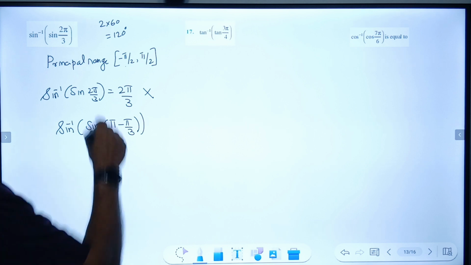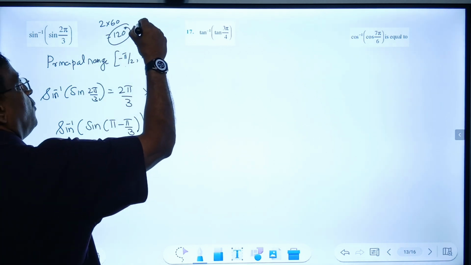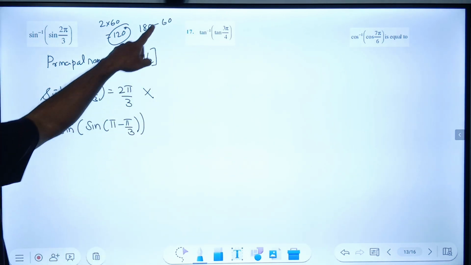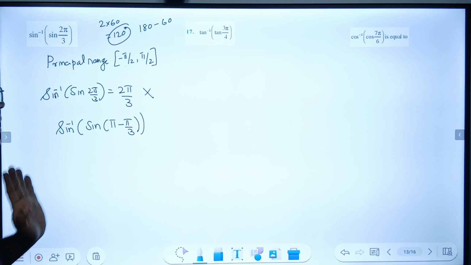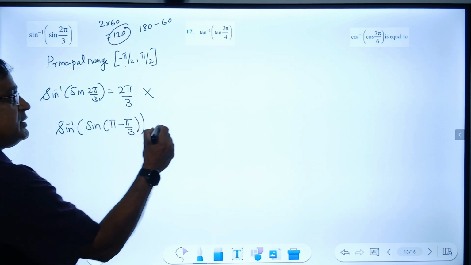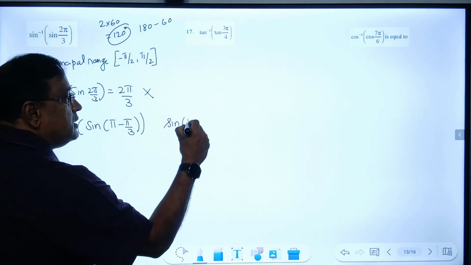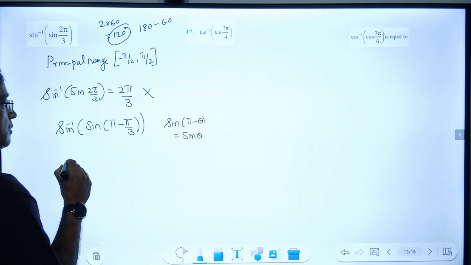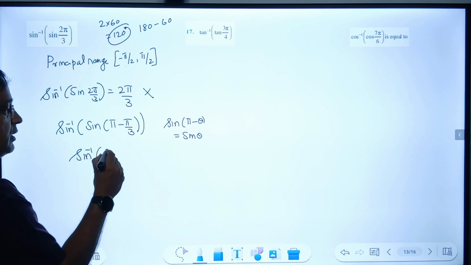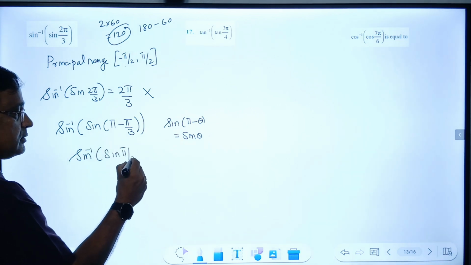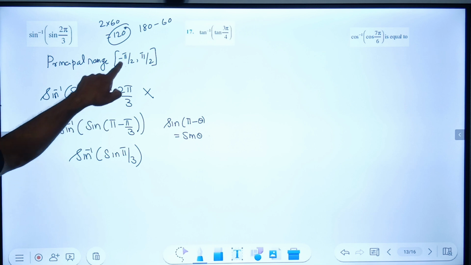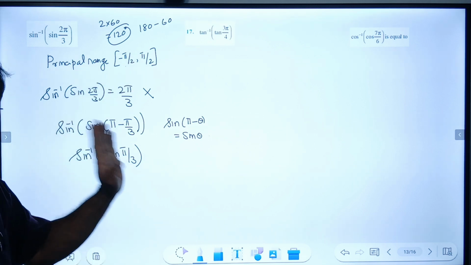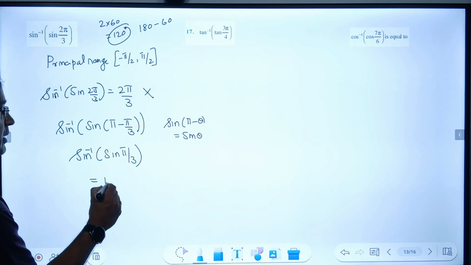Now how do I know? 120 is in the second quadrant. So 180 minus 60. 180 is pi. 60 is pi by 3. Now, what is sine 180 minus theta? You have studied this in class 11th. Sine pi minus theta is sine theta, correct? So I get sine inverse of sine pi by 3, correct? Does pi by 3 lie in the principal range? Yes, this is 60. It lies between minus 90 to plus 90. So my answer is pi by 3.